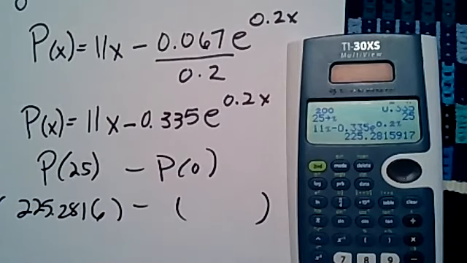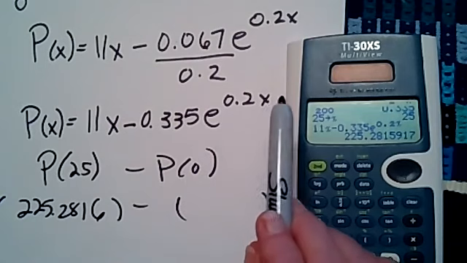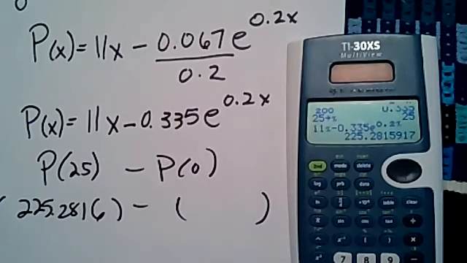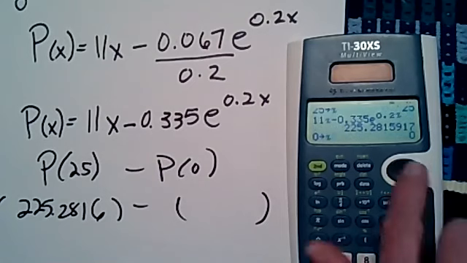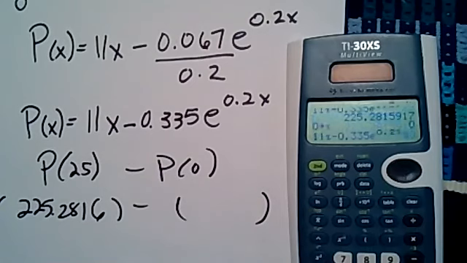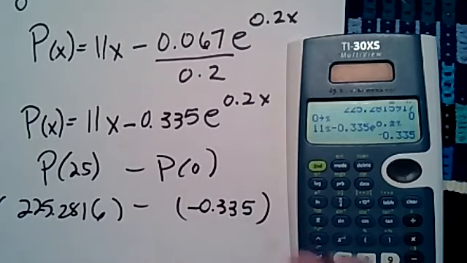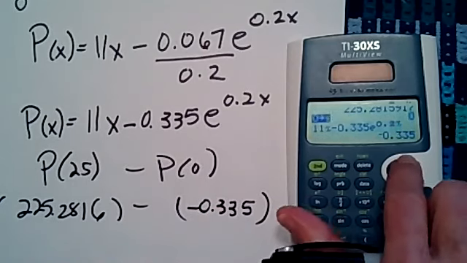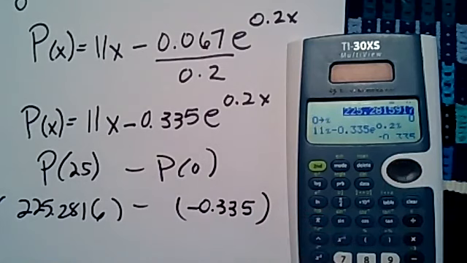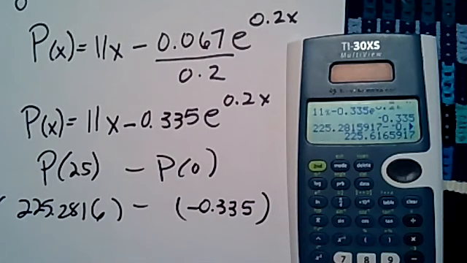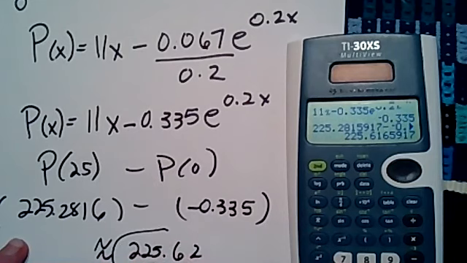Here's a mistake a lot of people make. People go, oh, it's 0, so I'm going to put 0 here. E to the 0 is not 0. So when I do 0, store for x and enter, and plug it into my antiderivative, I get negative 0.335. I'll let my calculator do that work for me. 225 number, enter, minus the negative 0.335 number, and my answer is 225.616, so it's 0.62.